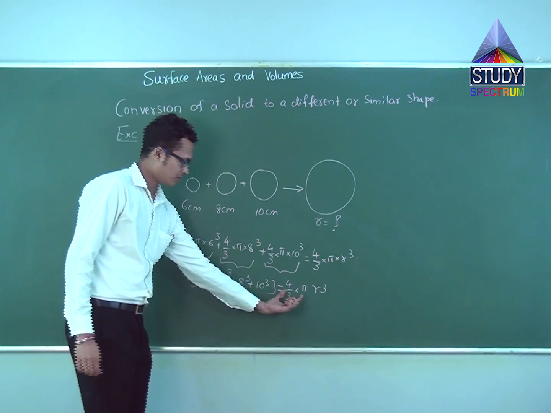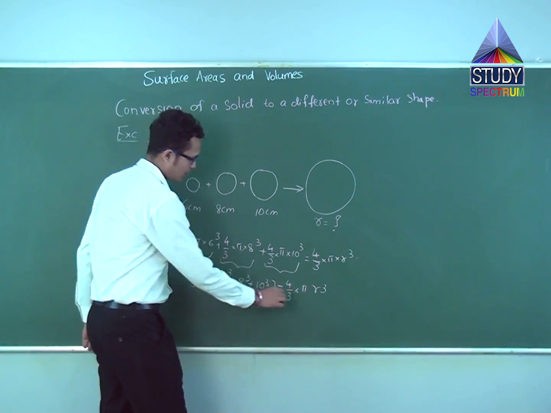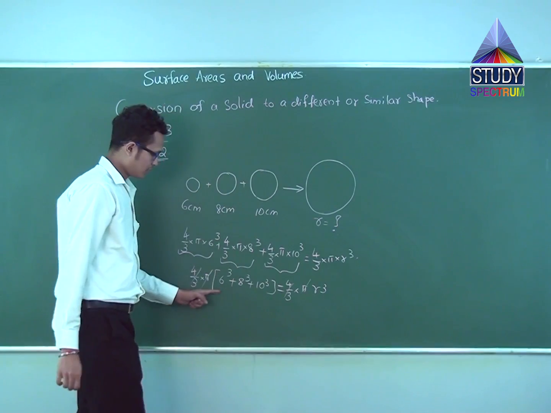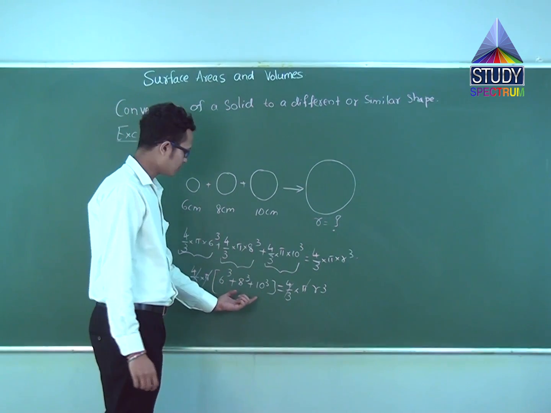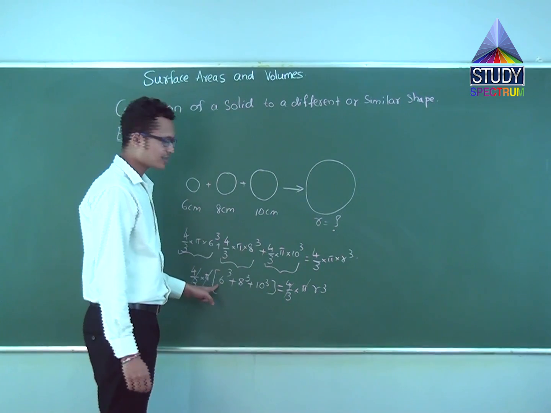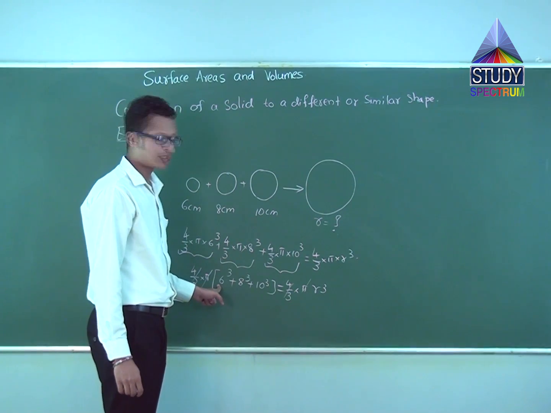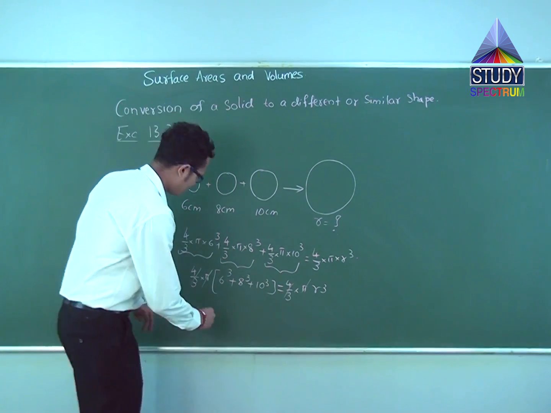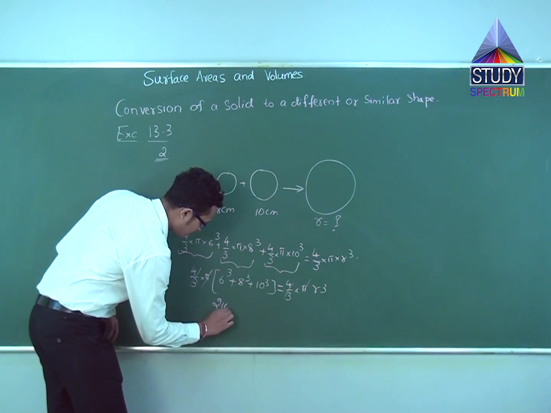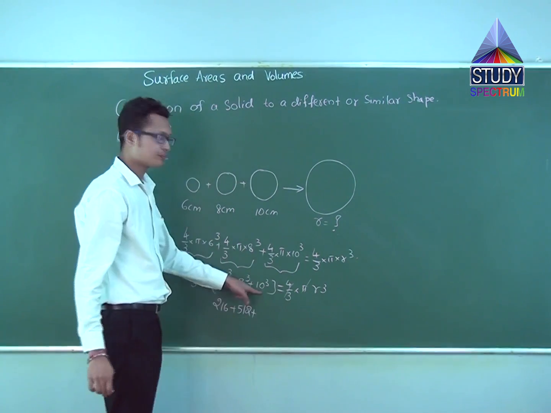4 by 3 pi is present on both the right-hand side as well as the left-hand side, so you can easily cancel them out. 6 cube: if you know the tables of cubes, it's well and good. If you don't know, multiply 6 and 6 first to get 36, and then multiply 36 with 6. Similarly, you do this with 8 and 10 to get 216 plus 512 plus 1000.